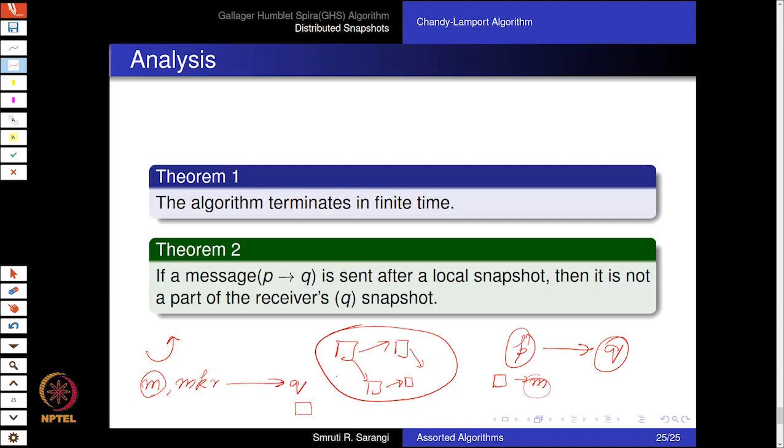This was a simple definition of consistency, and as you can see, this simple algorithm does provide our definition of consistency. What is it? If a receive has been logged in the snapshot, that implies the send has also been logged.